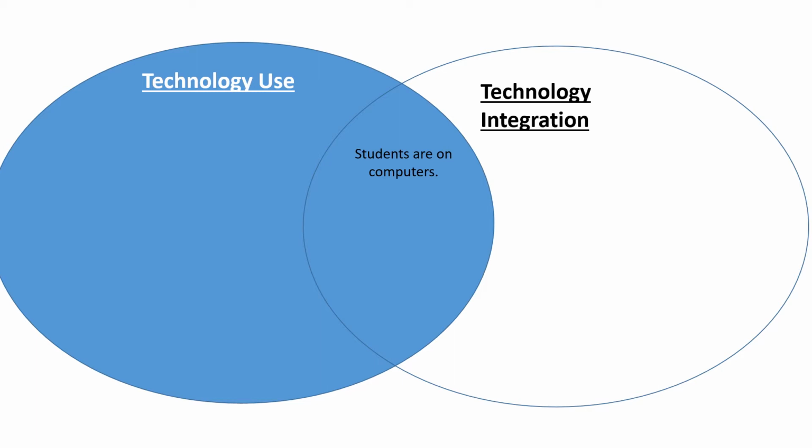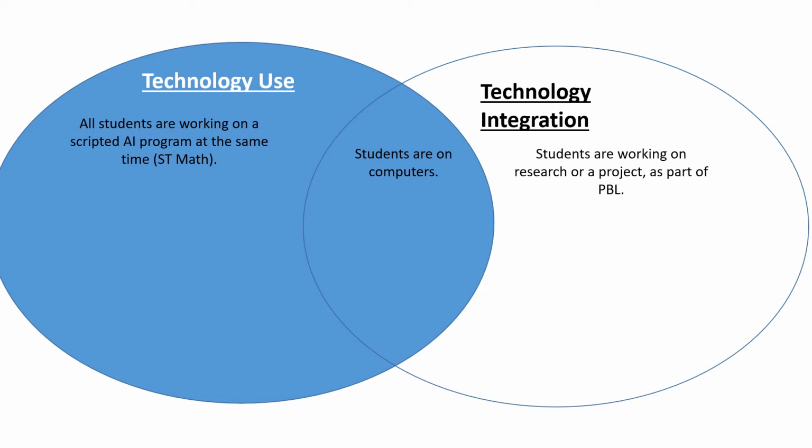Students are on computers. Using technology would be the first step in making this decision. Technology use. So if you walk in and every single kid in that classroom is on ST Math or Lexia or iReady, kind of lumping these all together as an AI program, that's technology use. And we're going to talk a little more about that later. If you see students working on research or a project as part of PBL, that's technology used to enhance the learning. So that's integration.